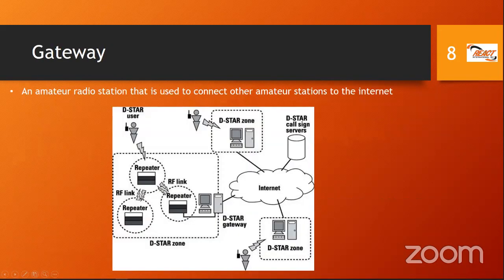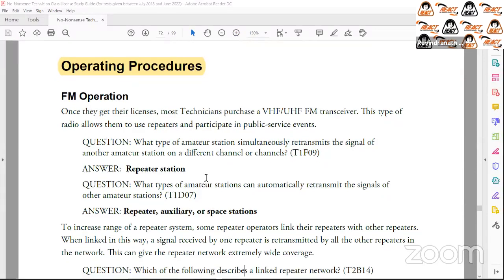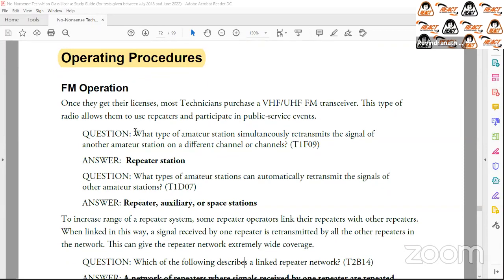All right, so let's go straight into the questions in the question pool before we come back to some of the theory. We will deal with all of the questions associated with last class, as well as the couple of slides in the slide deck that we looked at today. First one: what type of amateur station simultaneously retransmits the signal of another amateur station on a different channel or channels? The answer there is a repeater station.